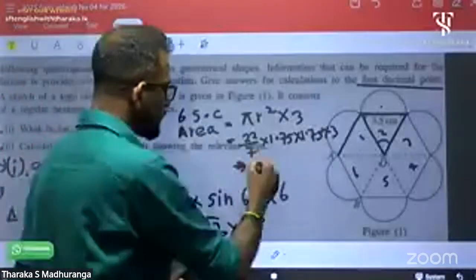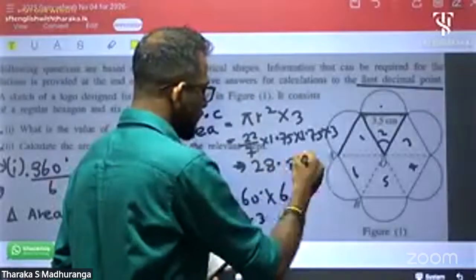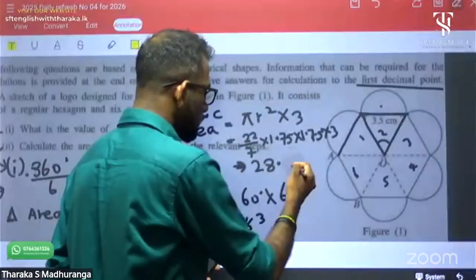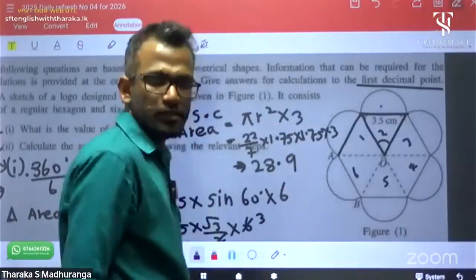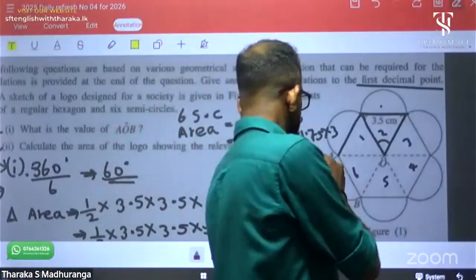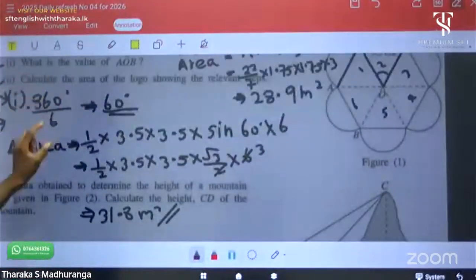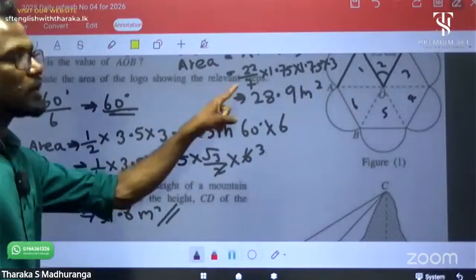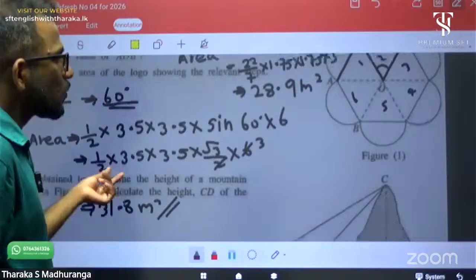Okay, it is 28.887. Round off to the first decimal point, it is 9 square meter. Okay, now to get the entire area, what you need to do? 31.8 plus 28 plus 9, adding total area.